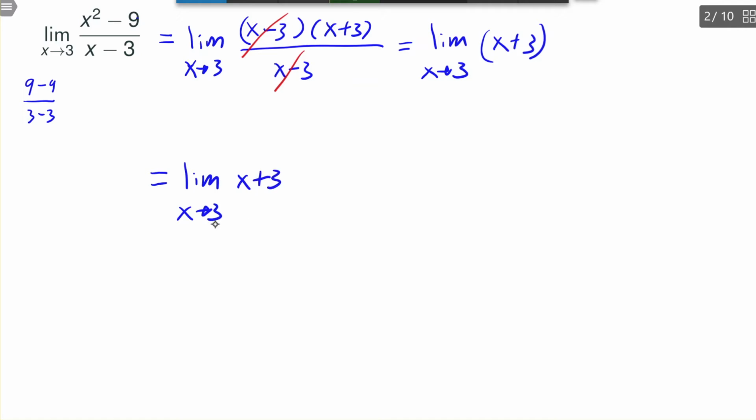Now we can think of it as plugging a number in here. Essentially it's approaching, so we can plug 2.9, 2.999. But it's forever approaching, x approaching 3. Therefore, 3 plus 3 gives us 6. So this limit right here equals 6.